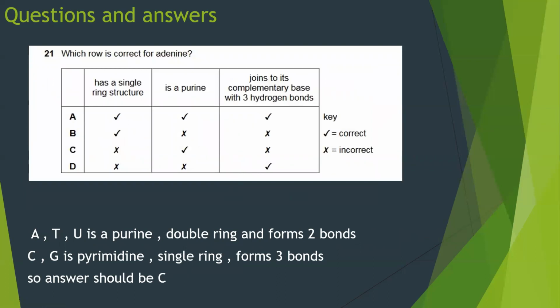So let's continue with the next question. Which row is correct for adenine? Has a single ring structure, is a purine, joins to its complementary base with 3 hydrogen bonds. This is what I was telling you about in the first slide, that you need to know which bases are purine, which are pyrimidine, whether they are double ring or single ring, and how many bonds they form. Adenine, A, T, and U are purines, and purines have double rings, while C and G are pyrimidines and have single rings. A and T or U form 2 bonds, and C and G form 3 bonds. So the answer should be C, because adenine is a double ring, a purine, and it forms 2 bonds, not 3.